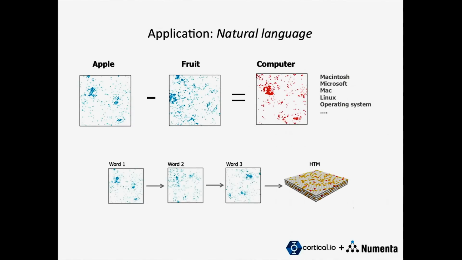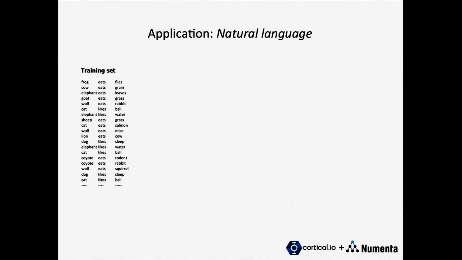So now what if we were to feed these SDRs in sequence to HTM? Could it learn something? So we did a little experiment. We created a small training set of 3-word sentences. The first word is an animal. The second word is either eats or likes. And the third is what the animal eats or likes. So this is to see if it can learn anything from this sort of structured data set.